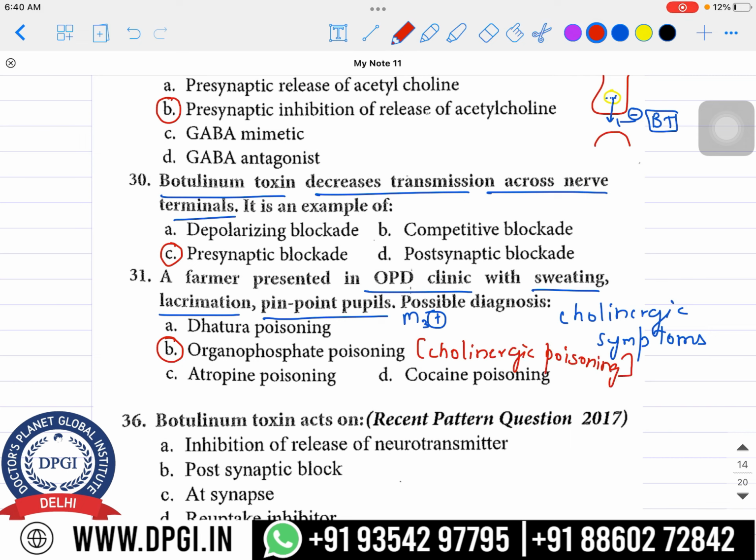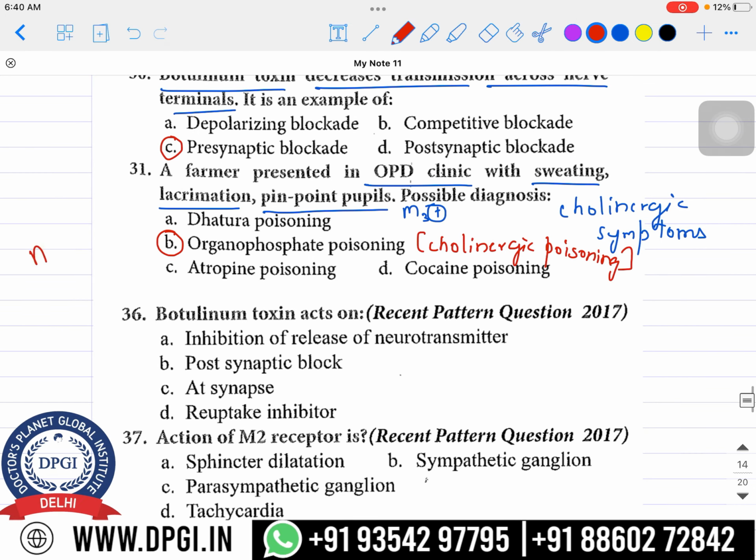And just tell me the antidote for this particular patient. Yes, I can hear that, right? That is atropine in this case. Atropine sulfate would be the drug of choice as far as the antidote is concerned in this case, right?